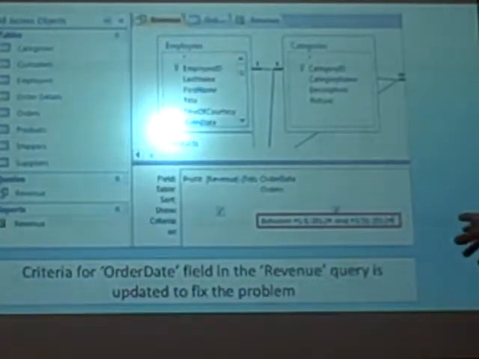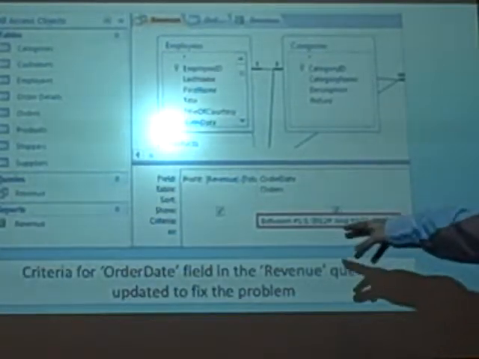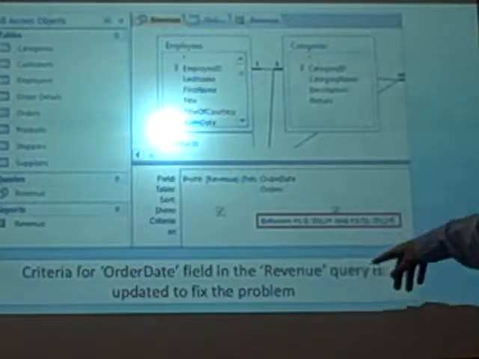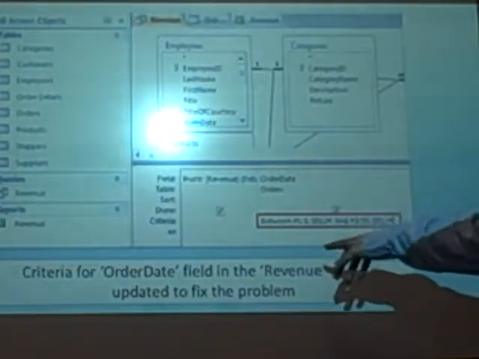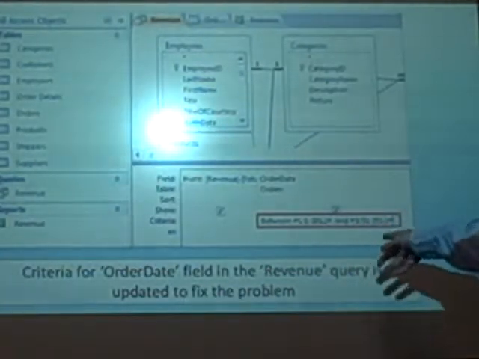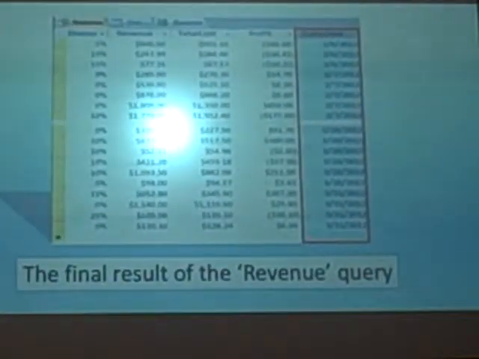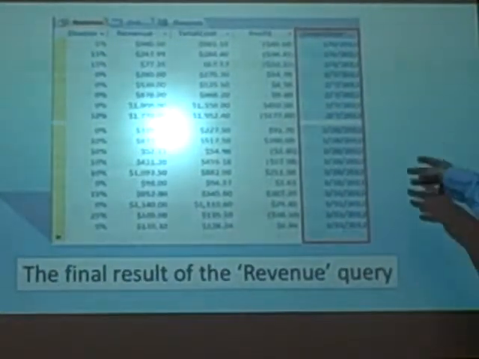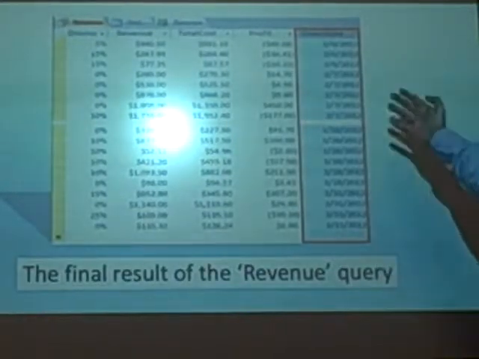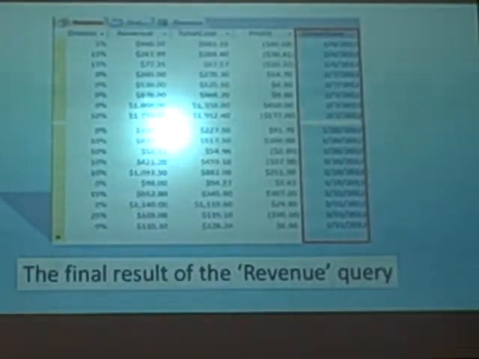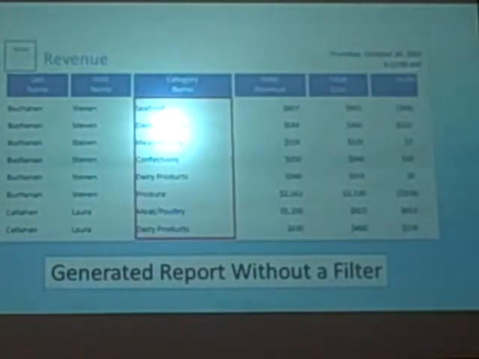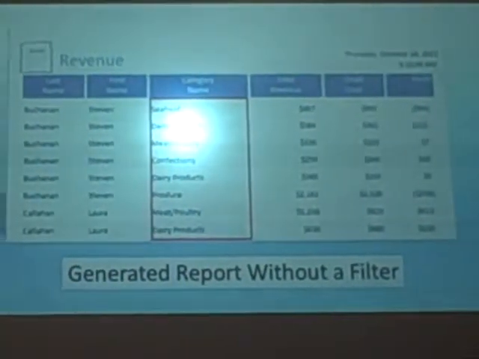And here, the criteria for the order date for the revenue query is updated to fix the problem. So we had to specify the dates, from January 2012 to March 2012. And this is the final result. As you can see, it's listed from January to March 2012.